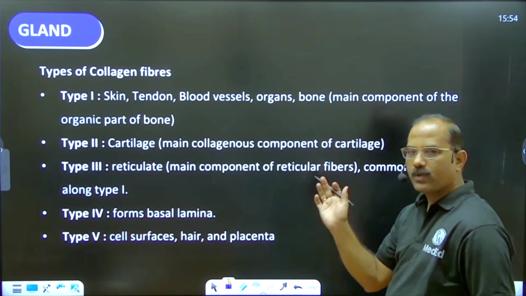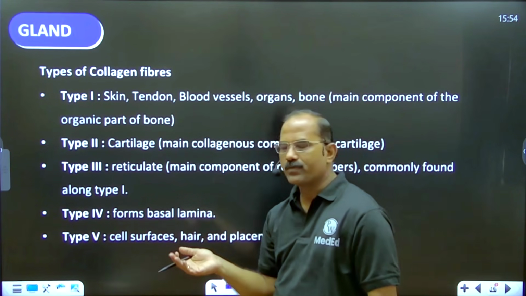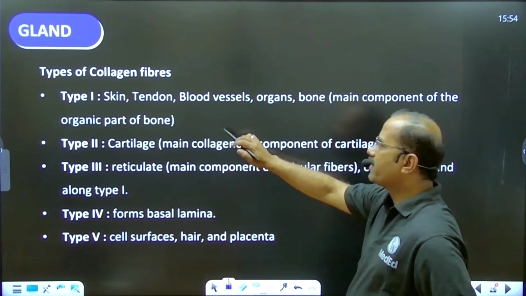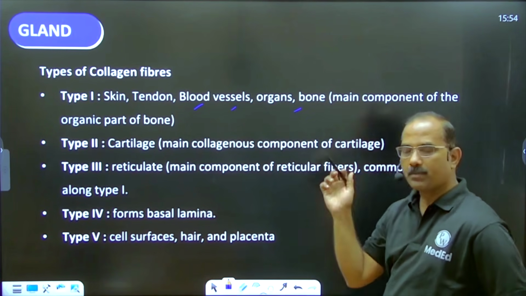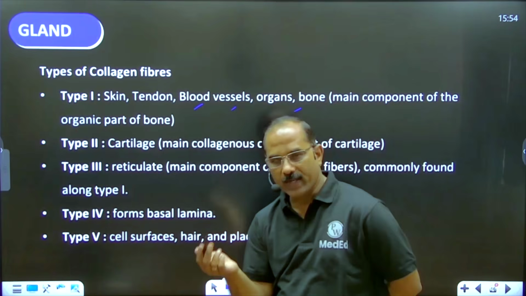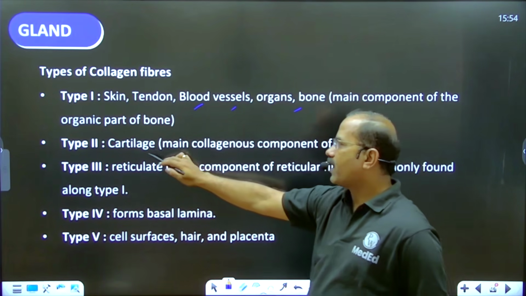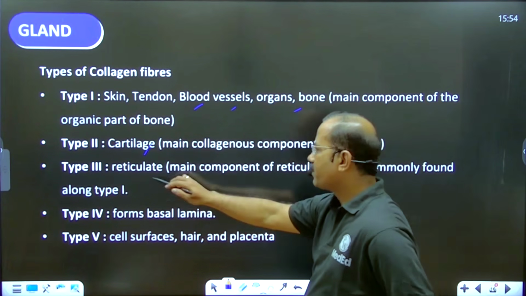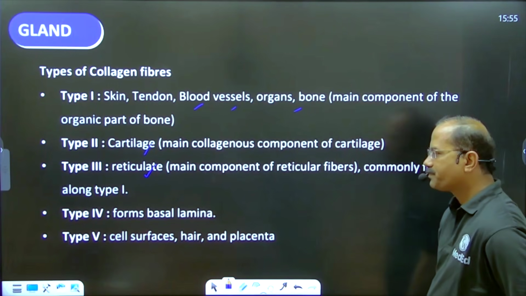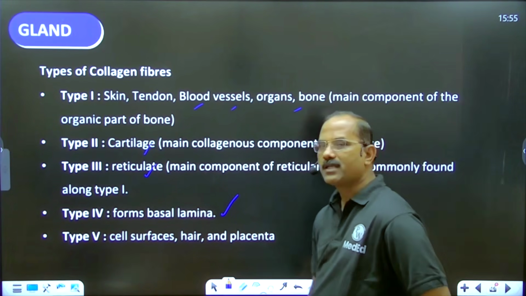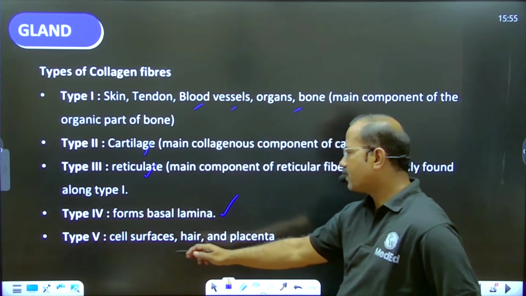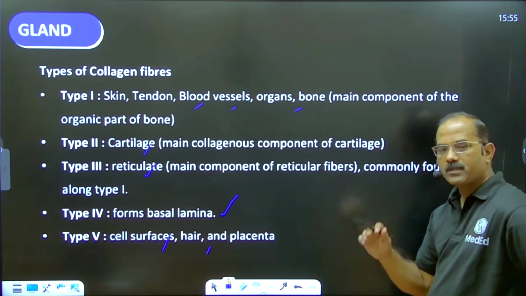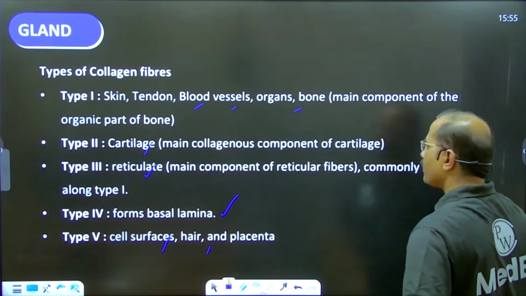Now, just understand the types of collagen fibers. This is very commonly asked in the MCQs. We have got 4 types of collagen fibers, and now a 5th is also included. So type 1, where do we get it? In skin, tendons, blood vessels, organs, and bone. Bone contains type 1 collagen. Type 2 collagen is found in cartilage. That's the main collagenous component of the cartilage. Type 3 we get in the reticular fibers. Type 4 is in the basal lamina, and type 5 is in the cell surfaces, hair, and placenta. So these are the different types of collagen. MCQs are asked on this. Okay, clear to all of you?